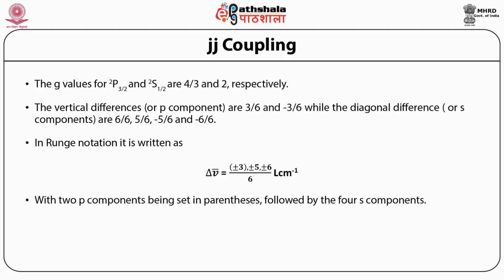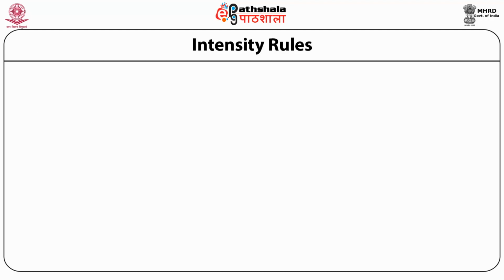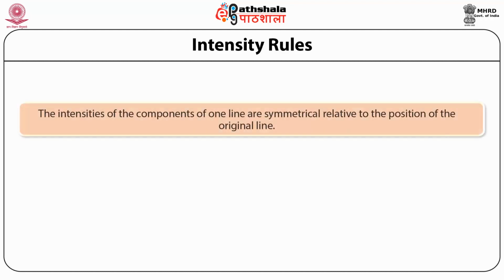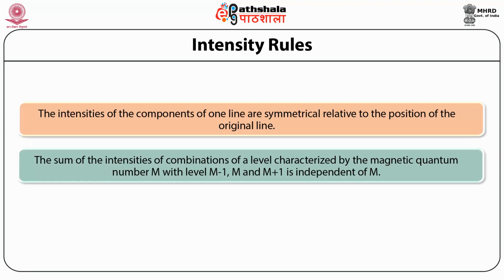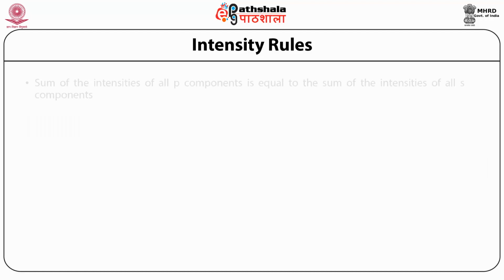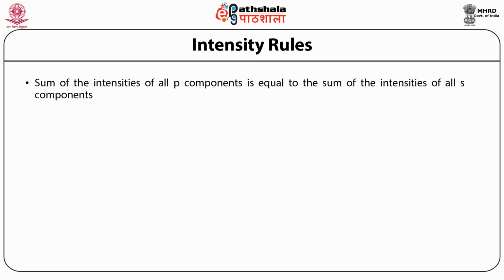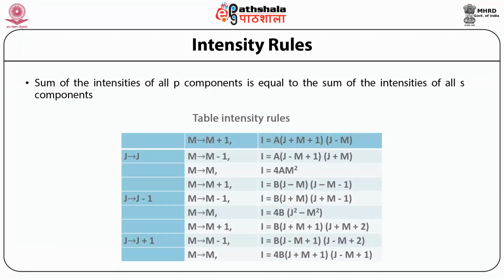Further, coming to the intensity rules, the intensities of the components of one line are symmetrical relative to the position of the original line. The sum of the intensities of the combinations of a level characterized by a magnetic quantum number M with levels M minus 1, M and M plus 1 is independent of M. The sum of the intensities of all P components is equal to the sum of the intensities of all S components, and the table presents the intensity rules as described.